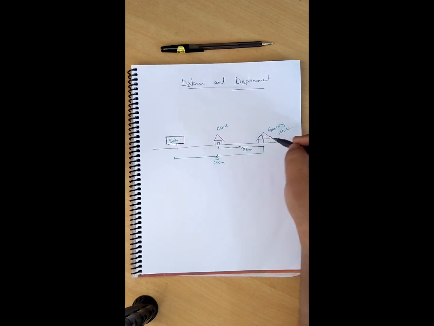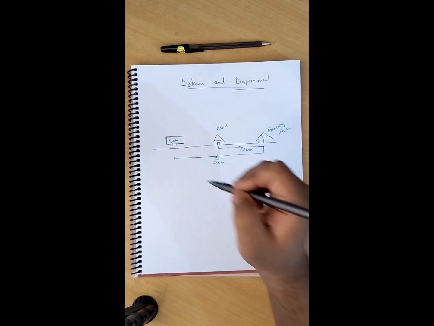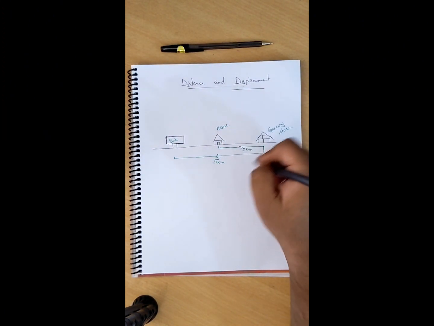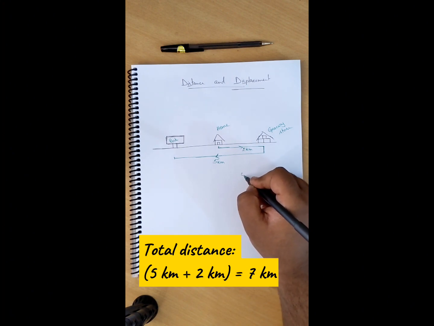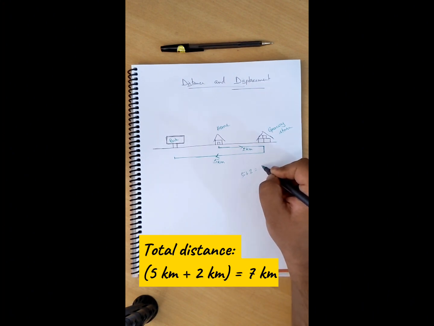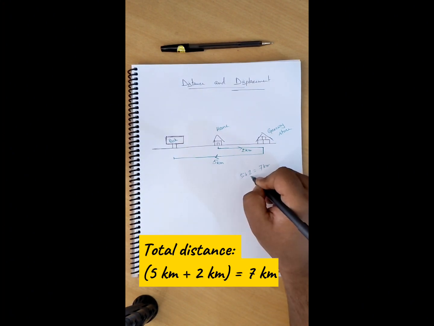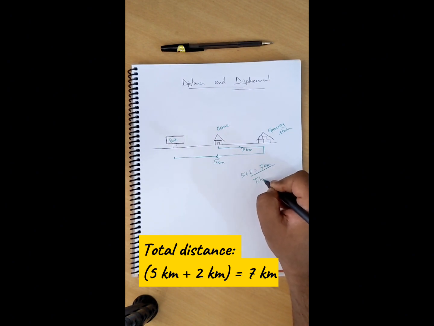Now, you're going to the grocery store and you travel 2 kilometers. And then from the grocery store to the park, you traveled 5 kilometers. So the total distance here is 5 plus 2 is 7 kilometers. This is your total distance.